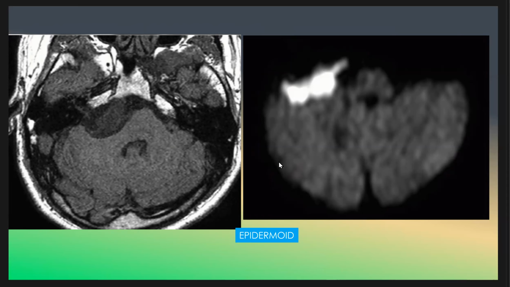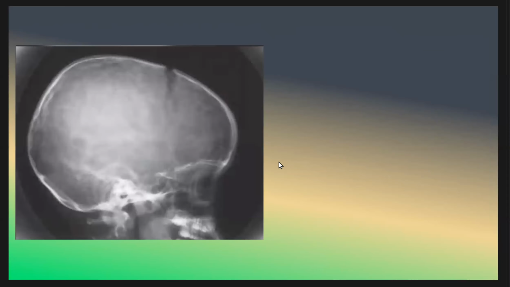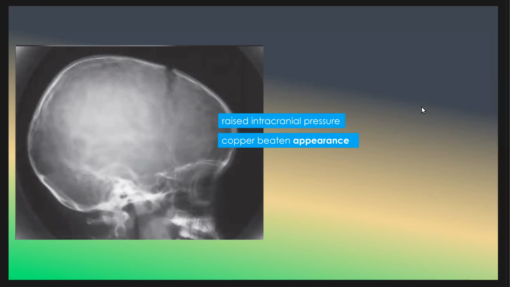What do you think the patient has? This is a child, and what do you think? This child has signs of intracranial pressure manifested by suture widening and a beaten-copper appearance, and we should search for the cause. Okay, we move to the next case.